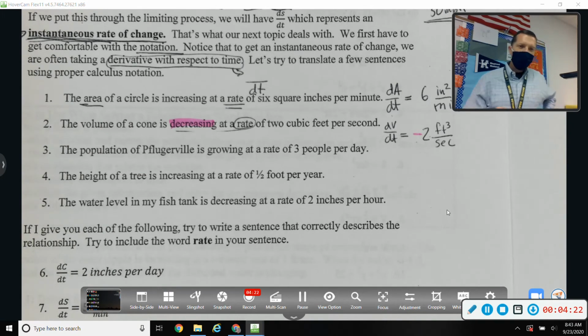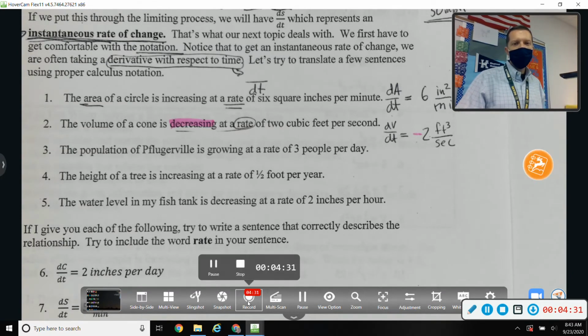Why don't you try the next 3? So all you're doing is writing a little calculus equation based on what they tell you. You're not even doing anything with it. Just try to put in notation what they put in words.